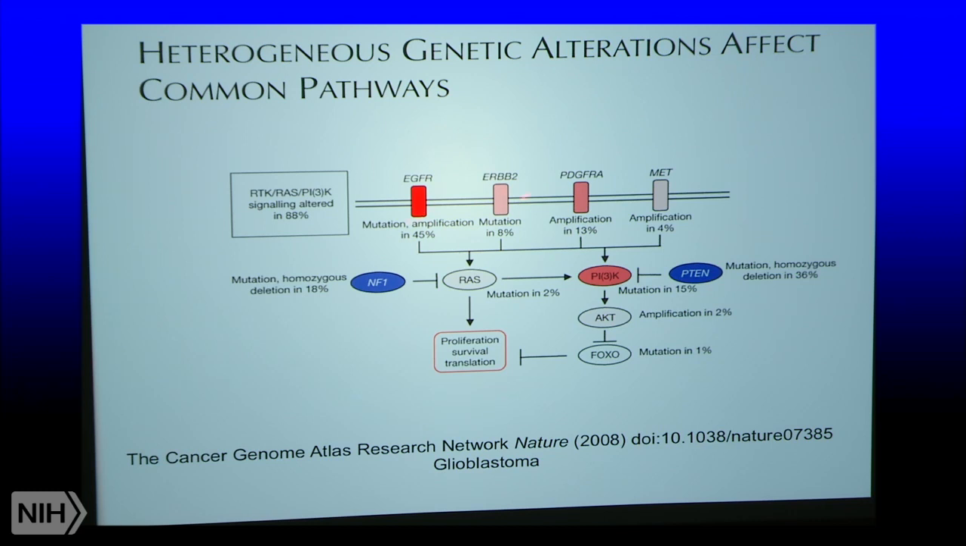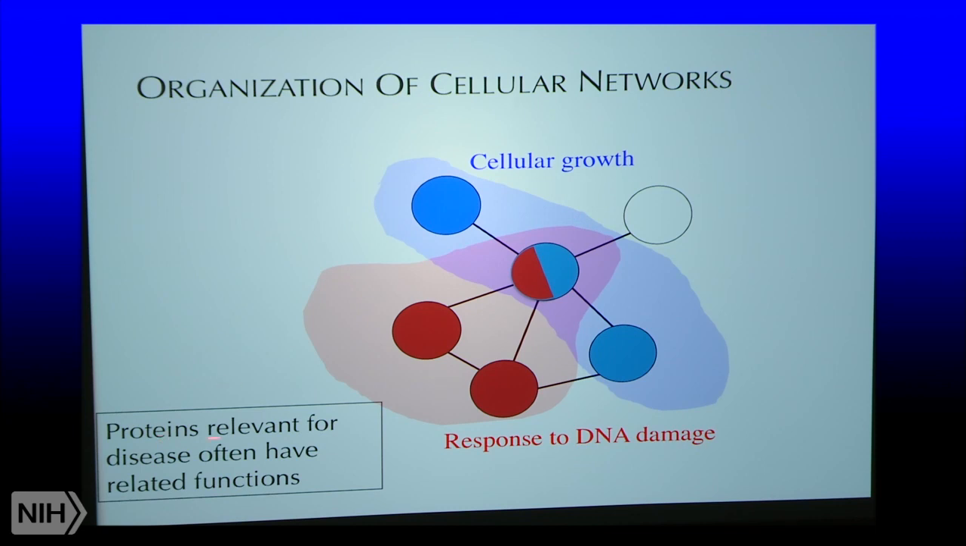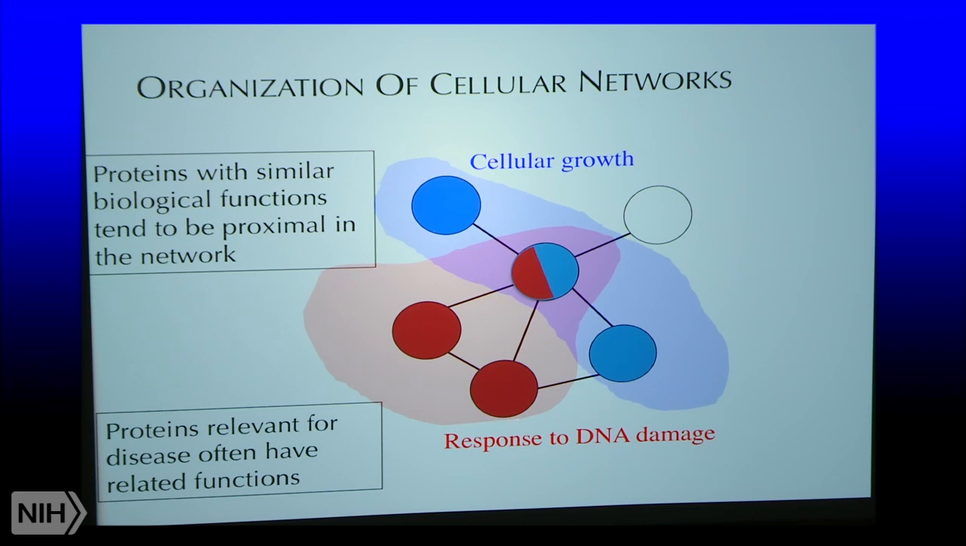But if you look at the individual components of this pathway, you see that they can be mutated in low frequency or moderate frequency or high frequency. And so this argues that we shouldn't just look at, for example, one gene at a time when we do this type of analysis, that maybe we should be looking at a larger scale of groups of related genes. So, as I just argued, proteins that are relevant for disease, such as cancer, often have related functions. If you look at protein interaction networks, which have been determined at this point for human and other organisms as well, it's been observed over and over again that proteins with similar biological functions or that participate in the same pathway or that take part in the same protein complex tend to be proximal within networks.